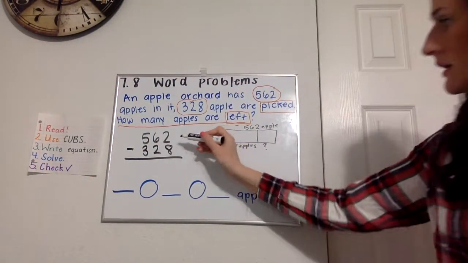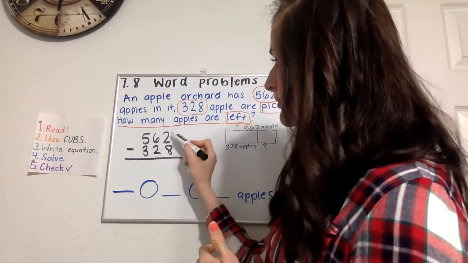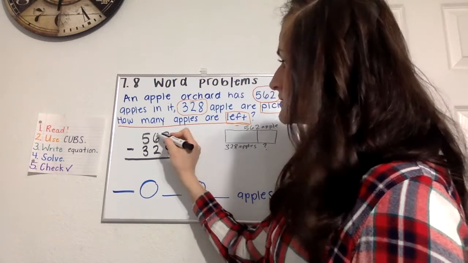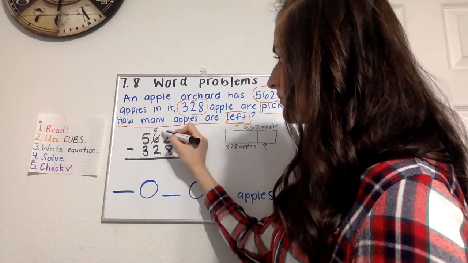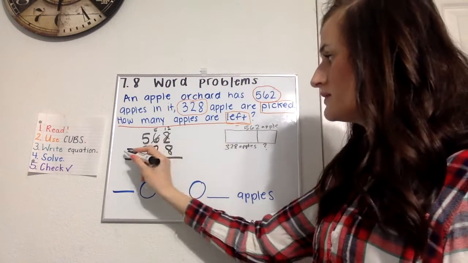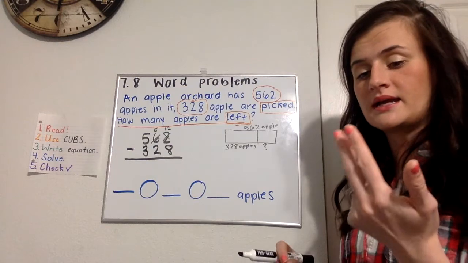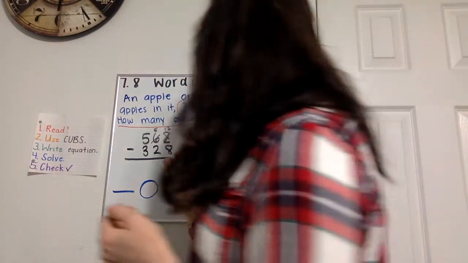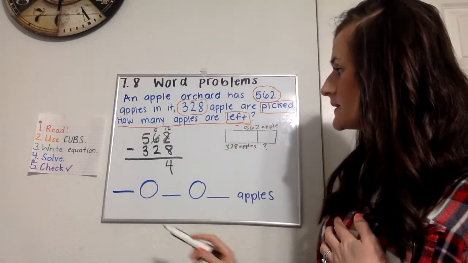All right, now I am ready to move on to step number 4, which is to solve. I'm going to quickly use regrouping if I need to and solve this problem. I have 2 subtract 8, which I cannot do. So I am going to borrow from the tens. I'll have 5 tens left over, and my 2 is going to change to a 12. Now I have 12 subtract 8. 12, 11, 10, 9, 8, 7, 6, 5, 4. My answer is 4, and I can move on to my tens place.